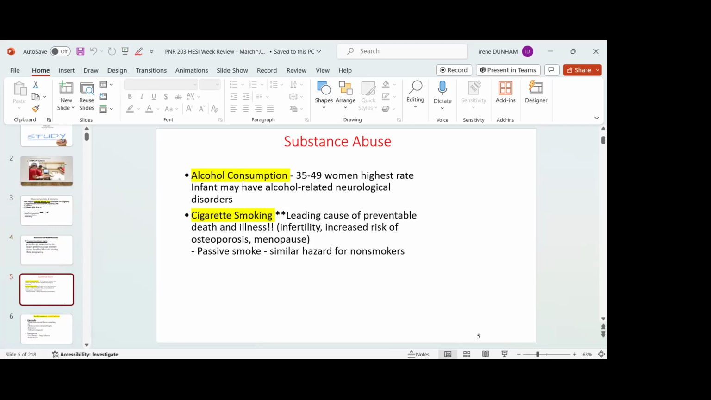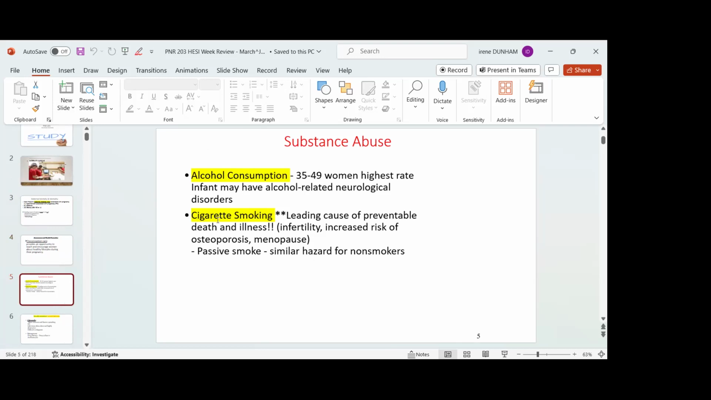Okay. Now, 2 substances that will definitely affect the fetus is alcohol consumption. And these infants are born with alcohol-related neurological disorder, and they're born with the NAS, and it is a neonatal abstinence syndrome. And it's heartbreaking to see these kids born with this.